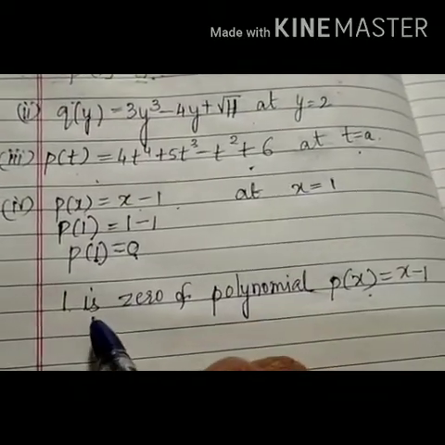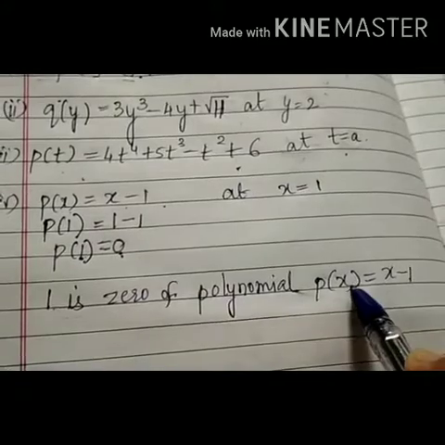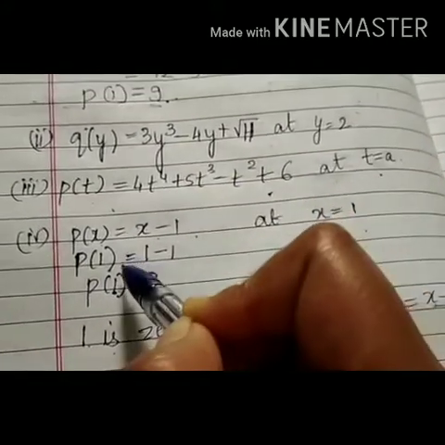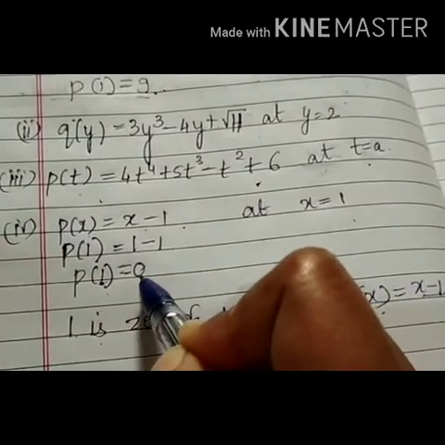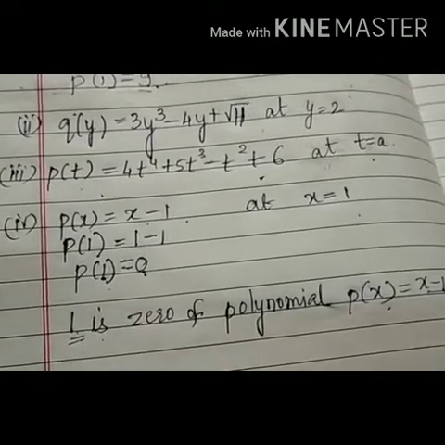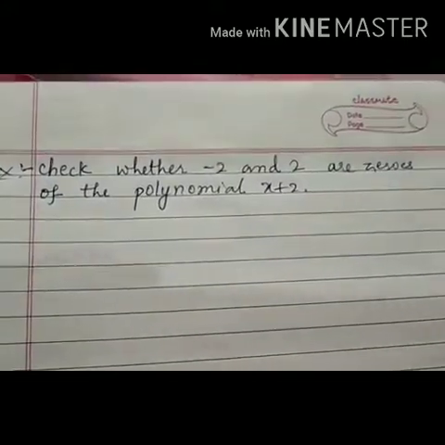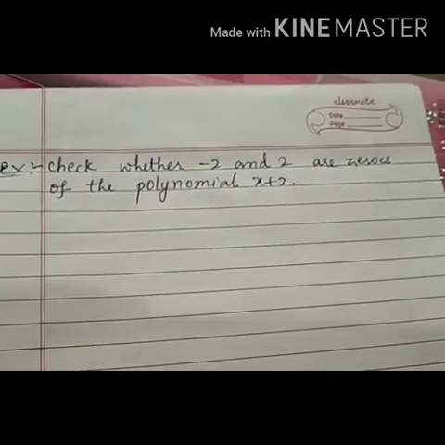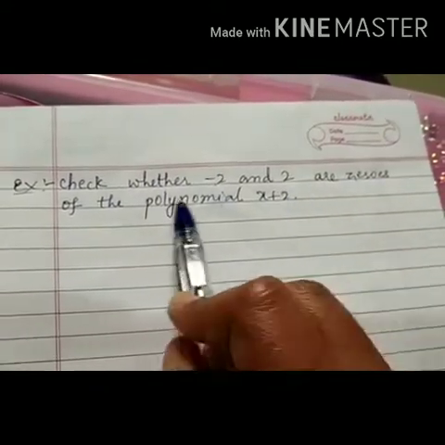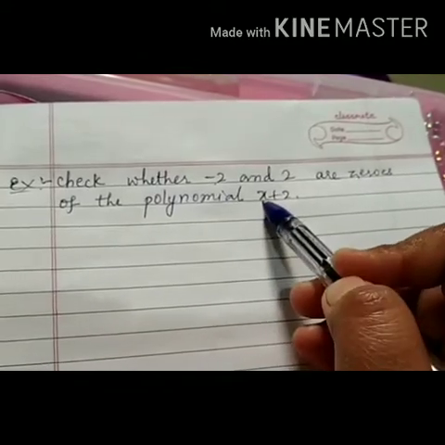So here it is 0. 1 is the 0 of the polynomial x minus 1. That means the value which we substitute in this, after substituting, the answer is 0. So such type of numbers are called as 0 of the polynomials. Now that we have seen what is the 0 of polynomial, let us check whether minus 2 and 2 are the zeros of the given polynomial x plus 2 or not.